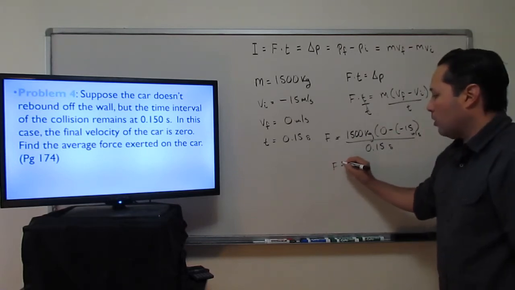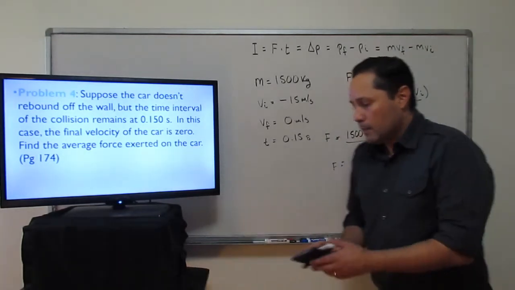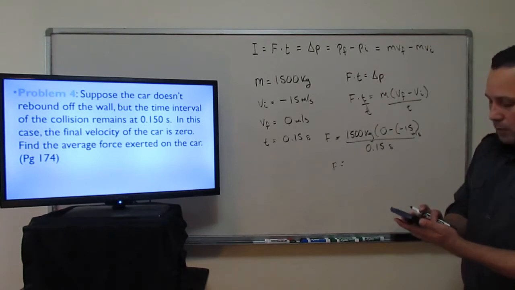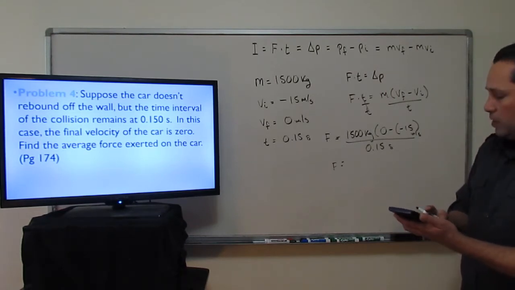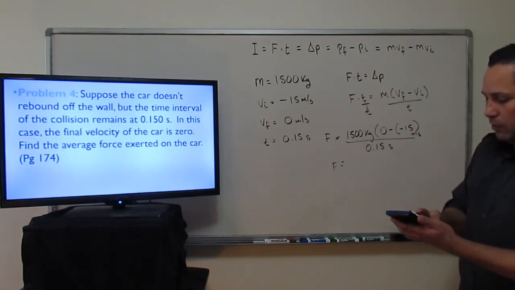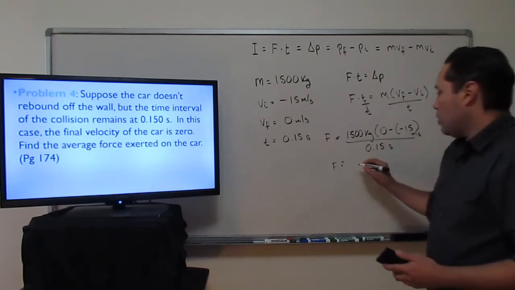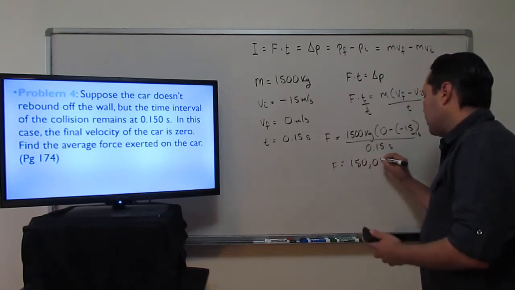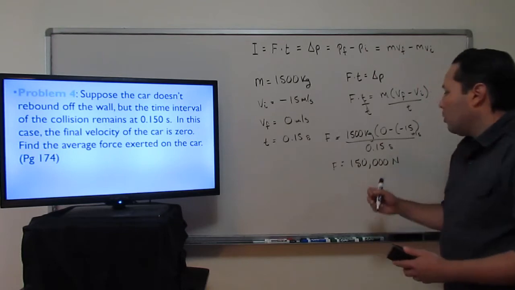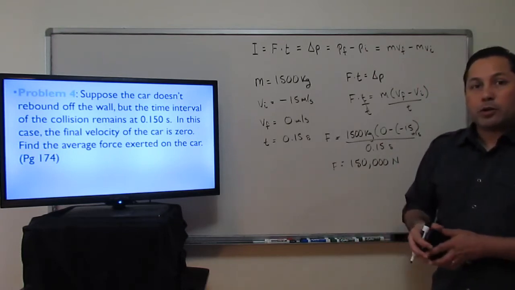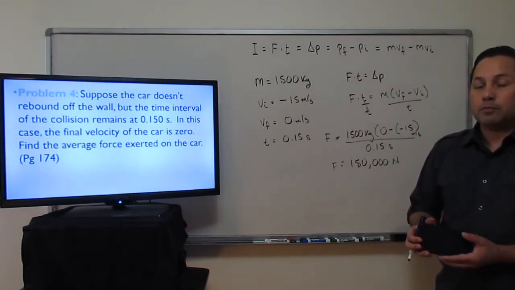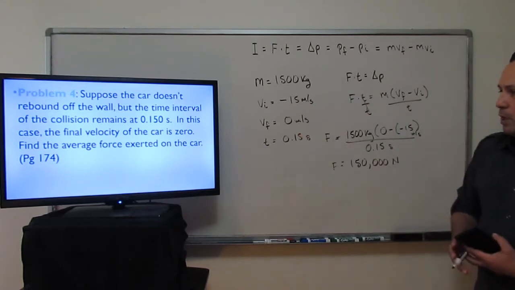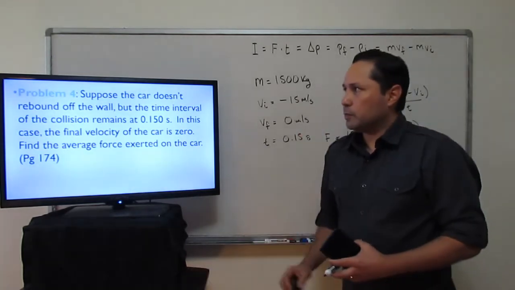We're going to go ahead and plug all of these values into the calculator and come up with the answer. So it's going to be 15 times 1,500 divided by 0.15, a grand total of 150,000 newtons of force when the car comes to rest after the collision against the wall. All right, that's problem number 4. Let's go ahead and move along to our next problem.